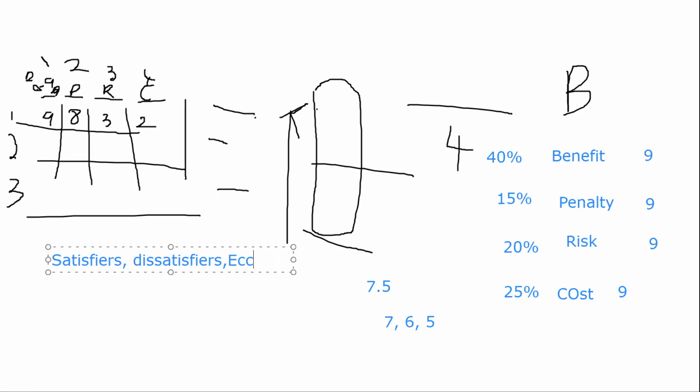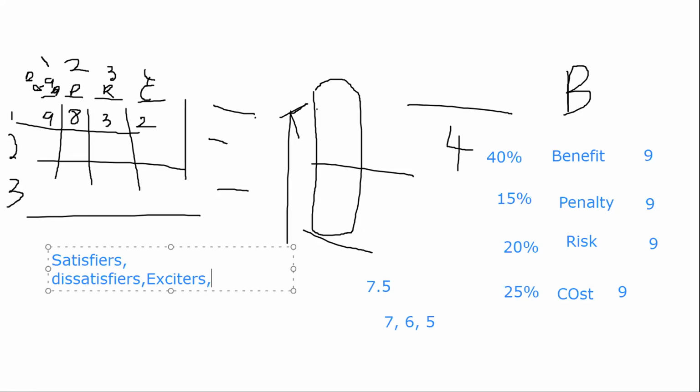Exciters. Exciters are the extra color you give to the product, like nice colors, a nice website, user experience. Those are exciters. Dissatisfiers, exciters. What was the fourth one? Okay, there's a fourth one. Basically, again, this follows the same concept of prioritization matrix, Eisenhower matrix.